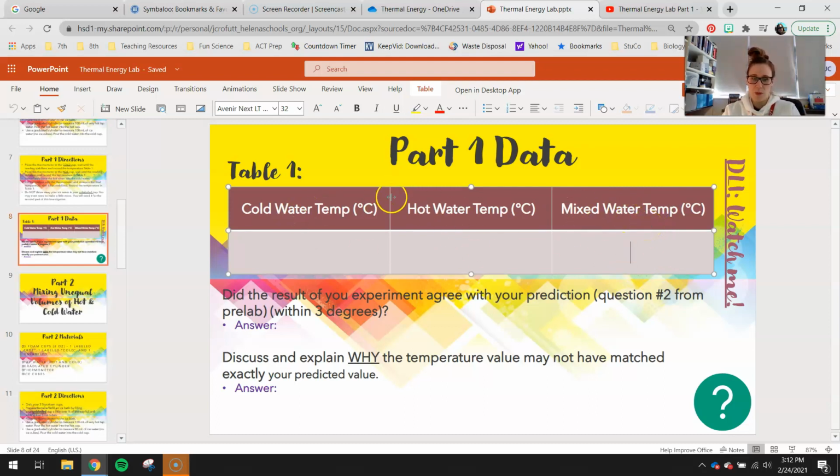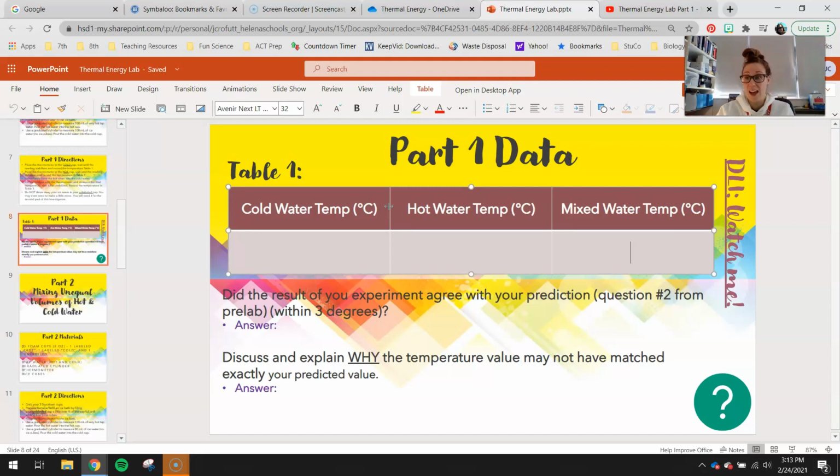And then, did the result of your experiment agree with your prediction? If you look back, you had 0 degrees and 50 degrees, and you may have made a guess about how that temperature is going to look. Obviously, you won't have 0 degrees and 50 degrees for these, okay? But based on how you made your prediction, does that fit how you saw your results turn out here?